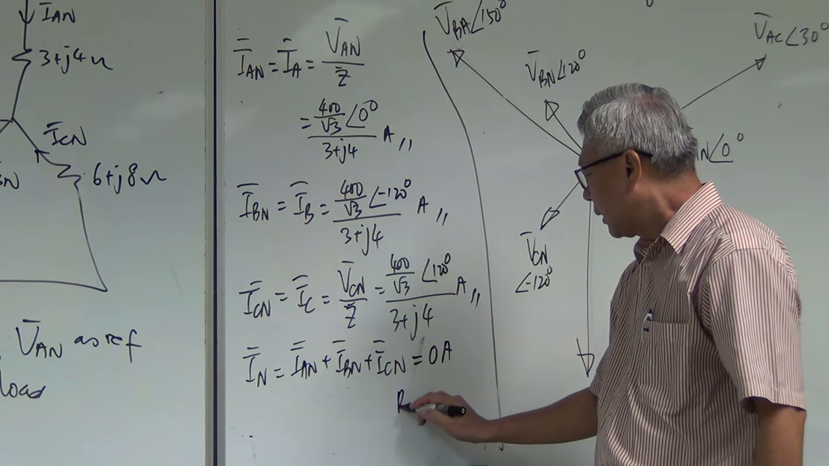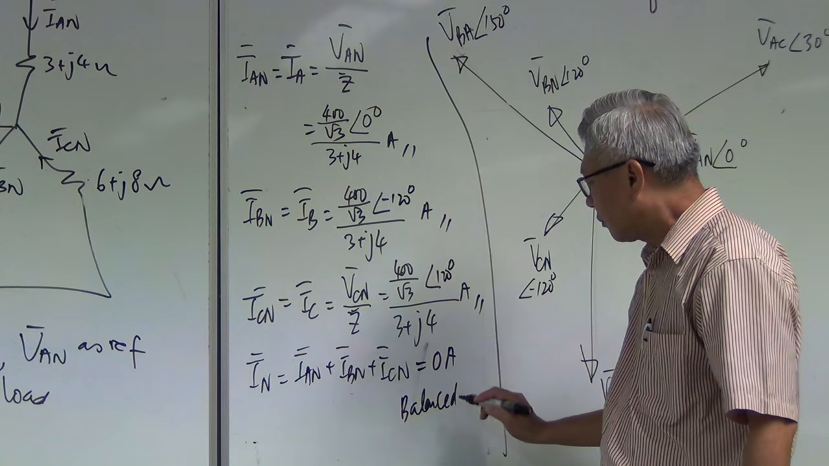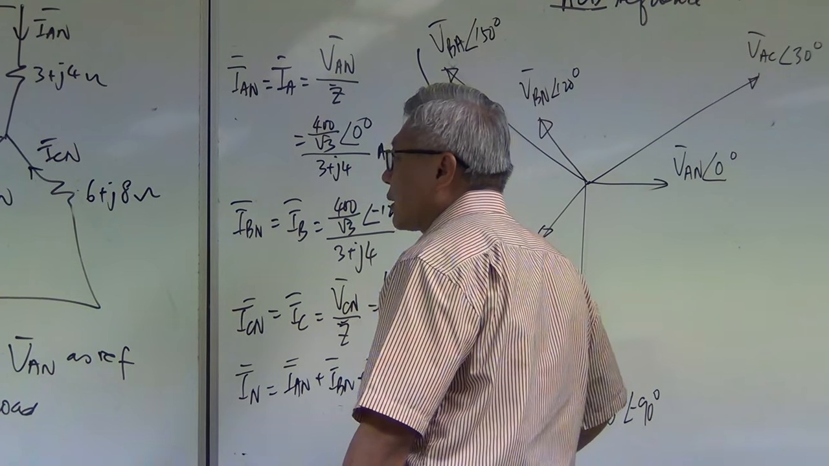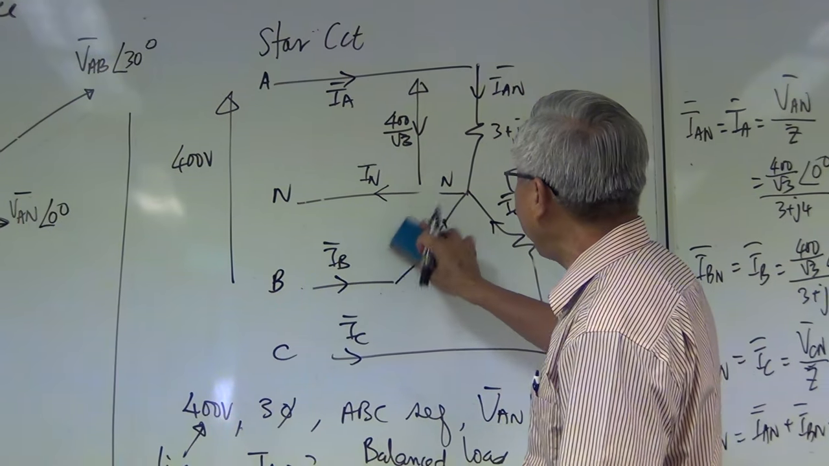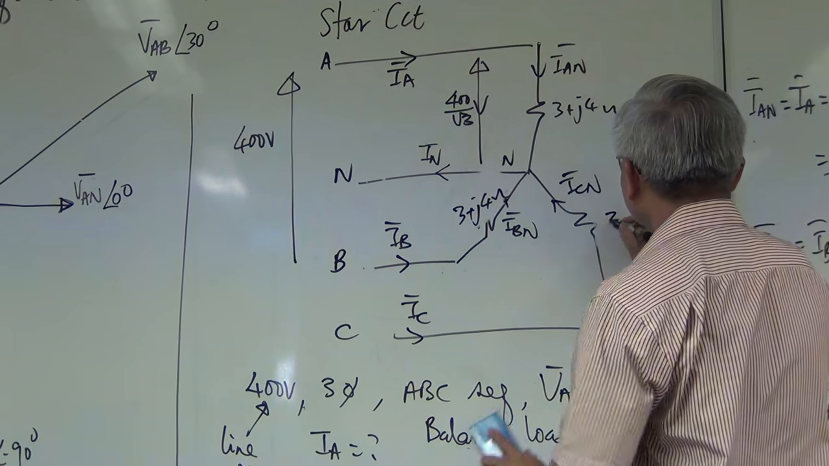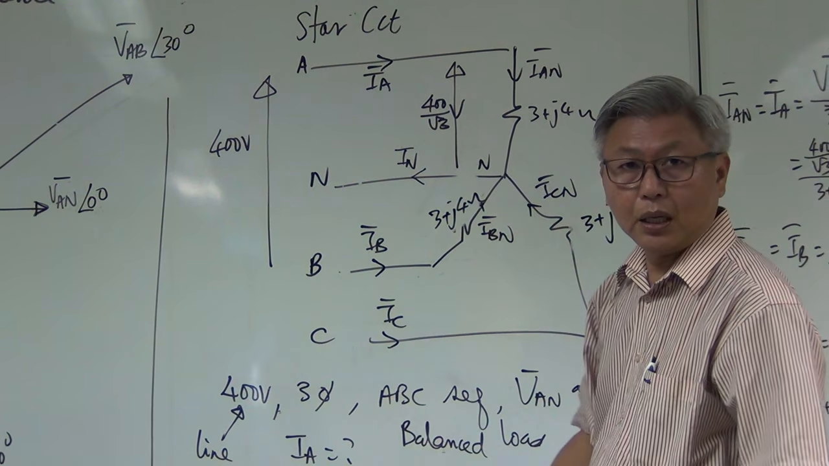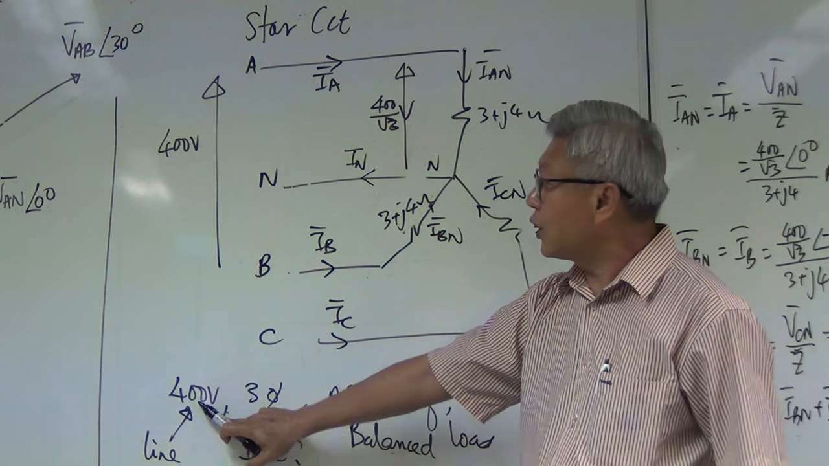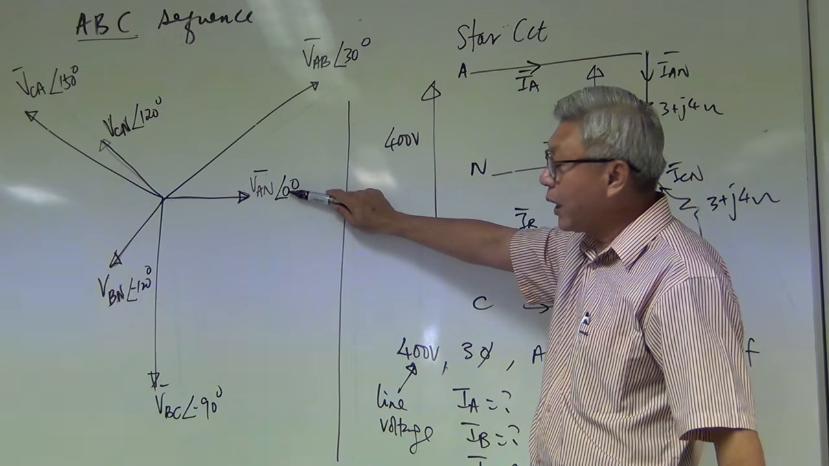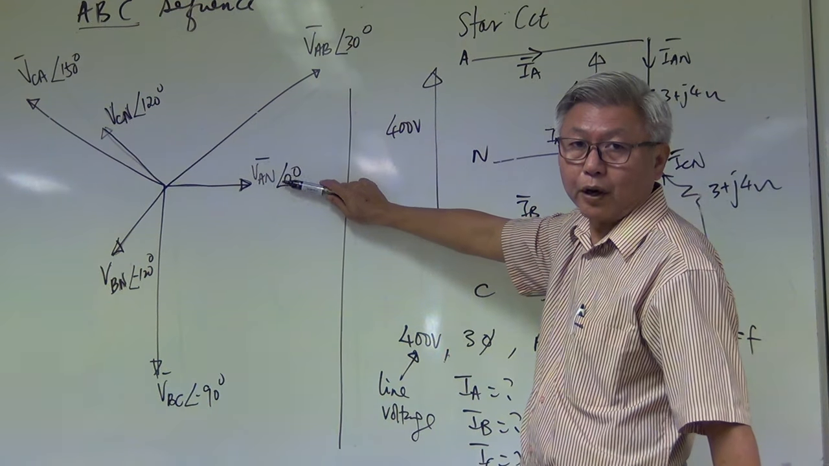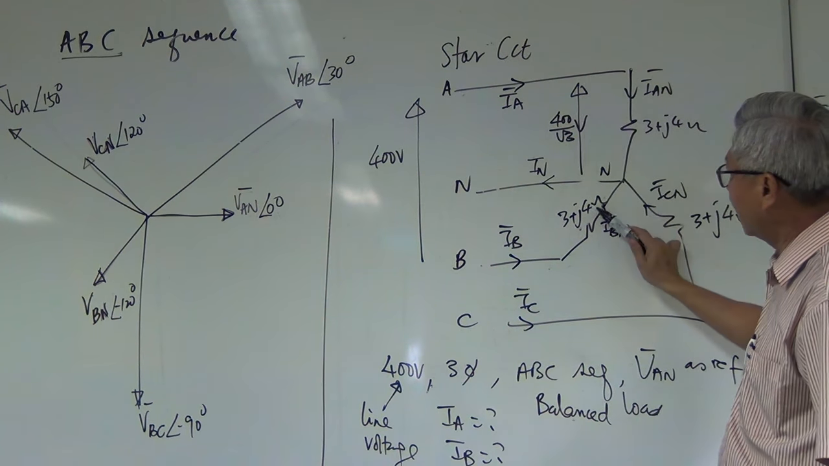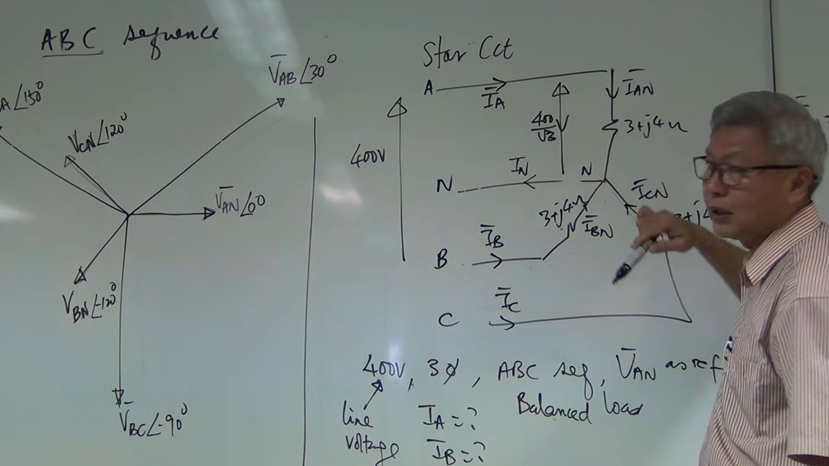So that is a star circuit. Let's have a quick revision of this star circuit. The star circuit is called balanced when the impedances are all the same. When you say 400 volt is the line voltage, that is the long arrow here. So this is 400 volt. The short arrow is called the phase voltage, which is 400 divided by square root 3. The voltage here is 400 divided by square root 3, and here is also 400 divided by square root 3.